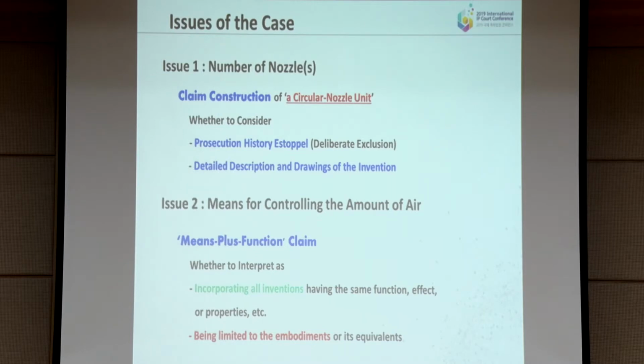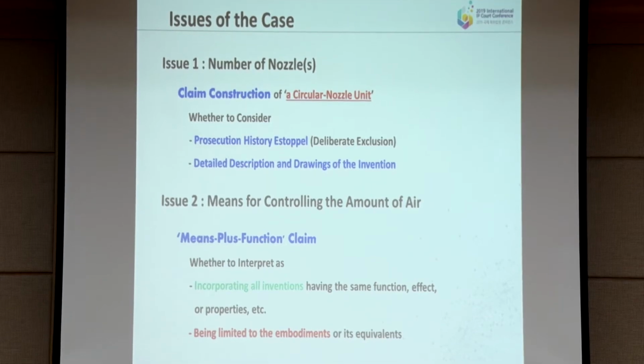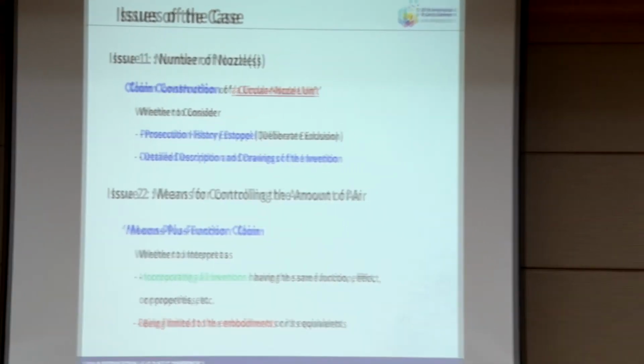As we have seen earlier, an issue may arise as to whether we need to consider the theory of prosecution history estoppel, and the detailed description and the drawing of the invention, to properly construct the claim. And whether the claim should be narrowly interpreted, and the number of the nozzle should be limited to plural or not.